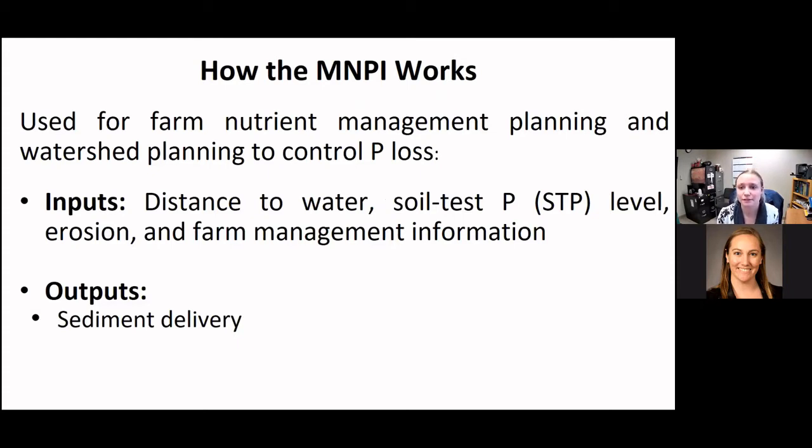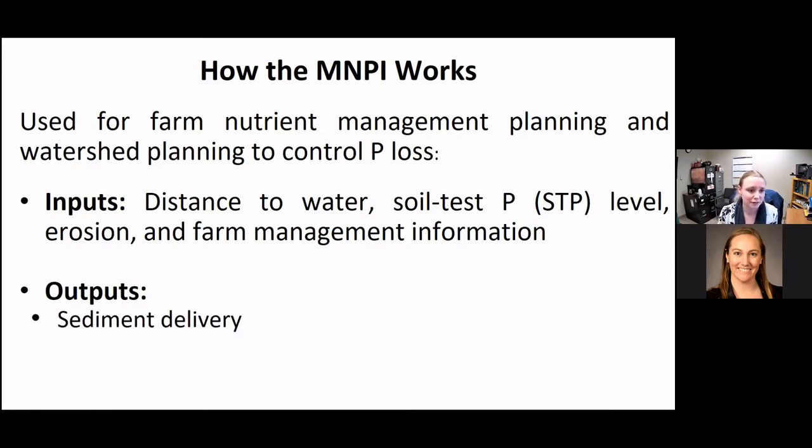And so the inputs that go into this model include distance to water, because if you're closer to water, that can increase your P-loss risk because we don't want that phosphorus to get to the water. Soil test P or STP level, erosion and farm management information, such as P fertilizer and manure rate and application method, tillage type and direction, as well as county location and crop rotation.